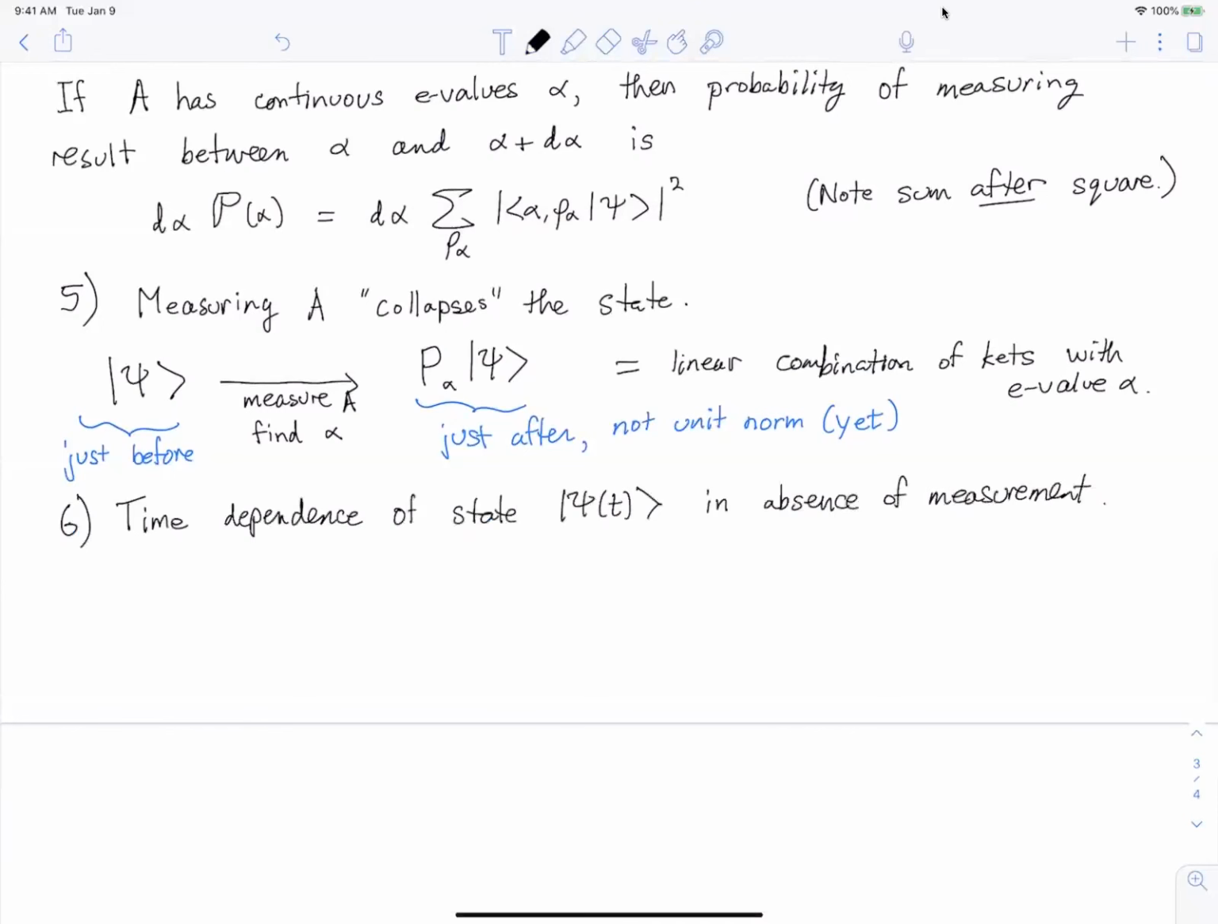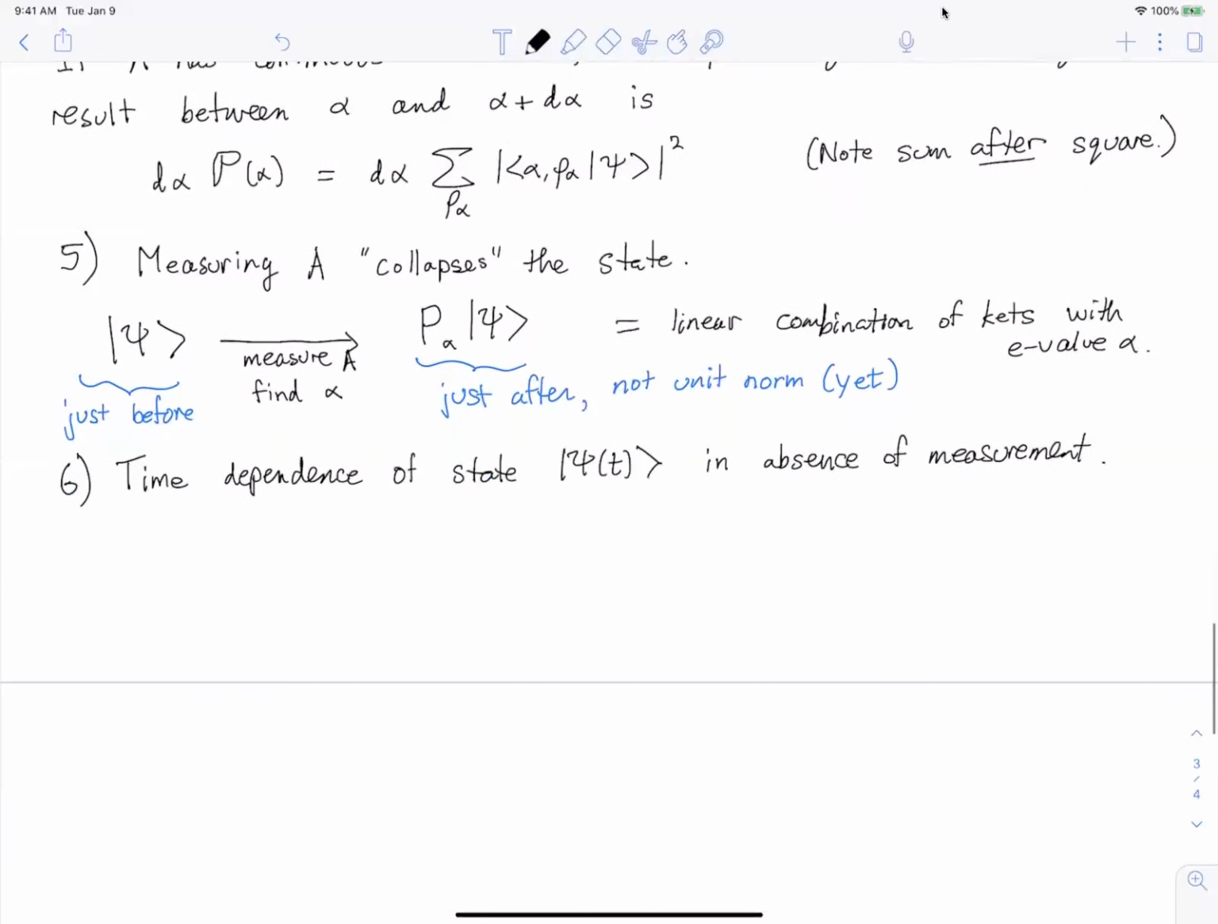So postulate 5 is telling you what happens if you do make a measurement. This is saying what happens if some period of time goes by and you're not making a measurement during that time. Then the state evolves according to iħ times the time derivative of the ket psi of t equals H times psi of t. So this is known as the Schrodinger equation. That's just the name for it.